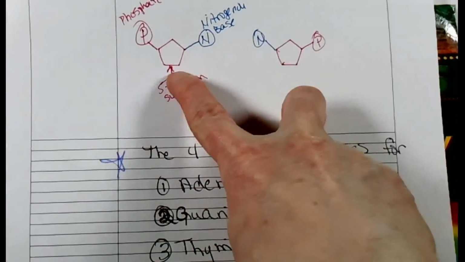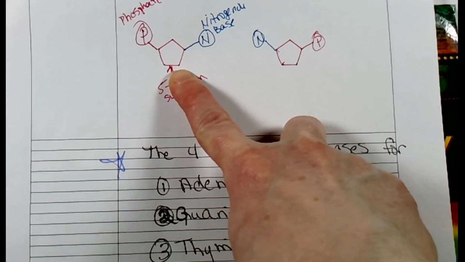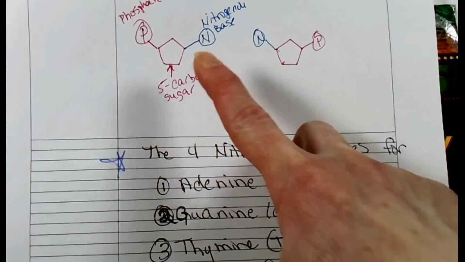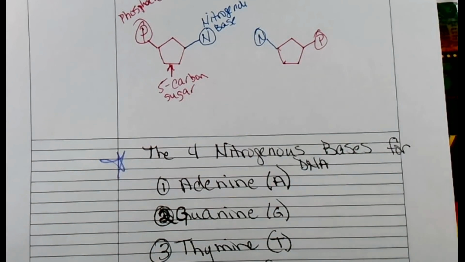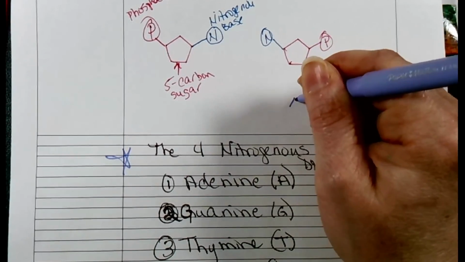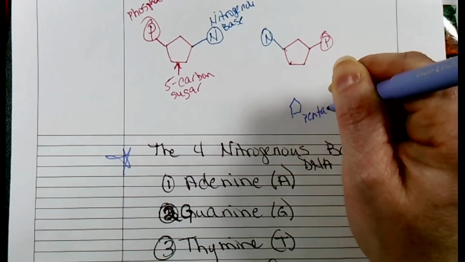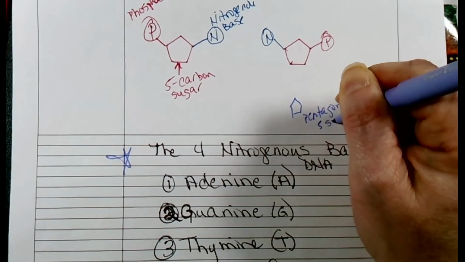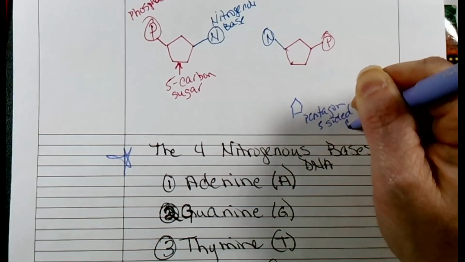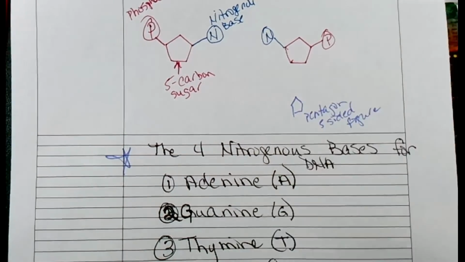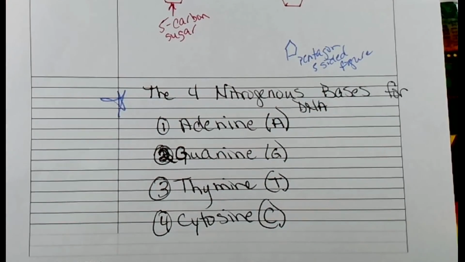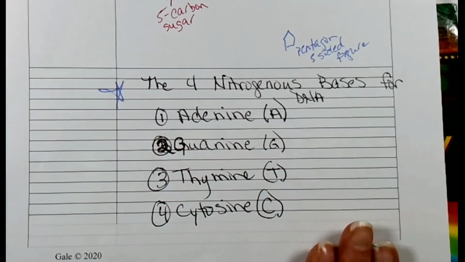And remember, you're going to need to know what that shape is called. A 5-sided figure is called a what? So remember, a 5-sided figure is called a pentagon. Then the 4 nitrogenous bases that you must memorize: adenine, guanine, thymine, and cytosine. And those are our biomolecules.